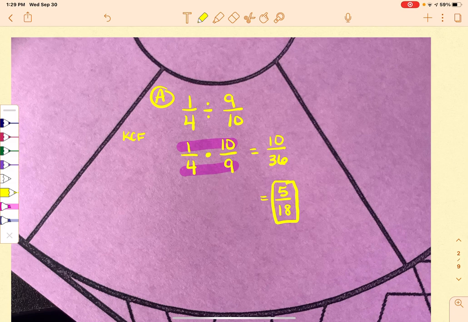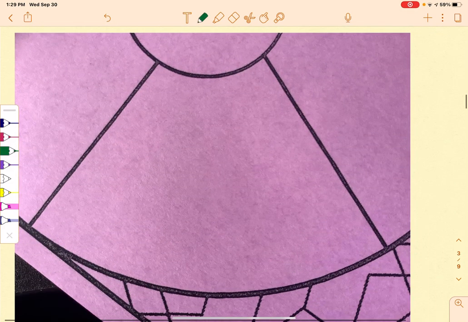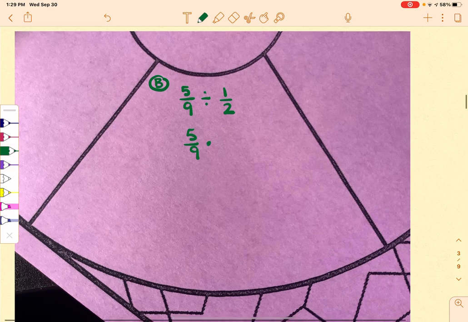Okay. Let's go to our next one. So for the next one, we have 5/9 divided by 1/2. So remember, we're going to keep the first fraction. We're going to change division to multiplication, and we're going to flip the second fraction. So once we do that, then we're going to multiply across. So 5 times 2 is 10, and 1 times 9 is 9.